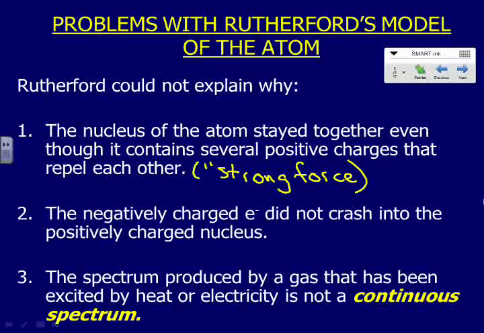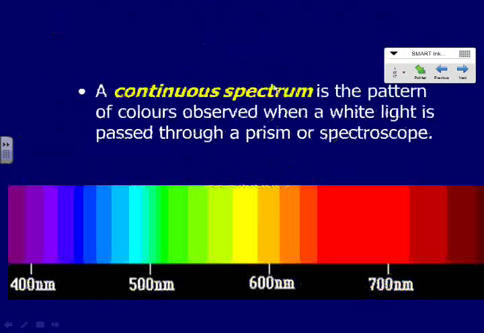Before we continue on and talk about how Bohr solved the problem, let's define a few things, and let's start by defining what a continuous spectrum is. A continuous spectrum is essentially the colors of the rainbow. It's actually even beyond that. It also involves colors that we cannot see, the entire electromagnetic spectrum.